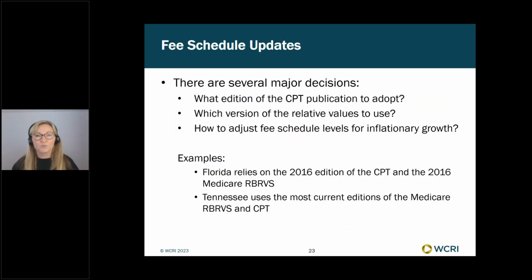Let's switch our attention to fee schedule updates. When it comes to fee schedule updates, there are several major decisions to consider: what edition of the CPT publication to adopt, which version of relative value units to use, and how to adjust fee schedule levels for inflationary growth. And again, we do see states address this choice differently. Florida, for example, relies on the 2016 edition of the CPT publication, as well as RVUs, Medicare RBRVS, and Tennessee uses the most current editions.